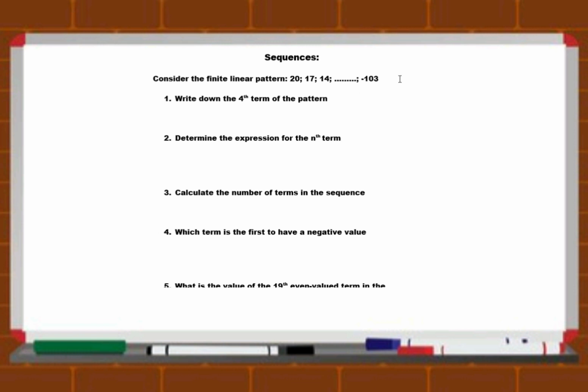First things first, when you get something like this, you first have to work out the difference between the terms right here, right? And if the difference between these terms is the same, it means you have an arithmetic sequence, which by definition is a sequence or a pattern that has the same common difference. So if you look at 20 and 17, the difference between these two terms is 3. If you look at 17 and 14, the difference is also 3. So it means it has a common difference. It's an arithmetic sequence, right?